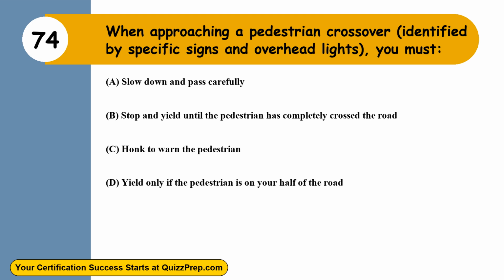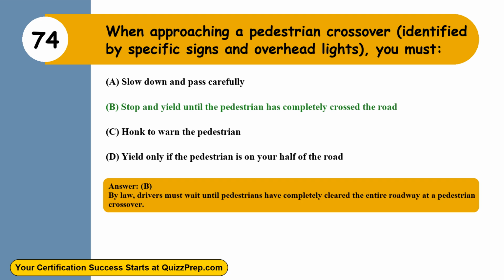Question 74. When approaching a pedestrian crossover, identified by specific signs and overhead lights, you must: Option A, slow down and pass carefully. Option B, stop and yield until the pedestrian has completely crossed the road. Option C, honk to warn the pedestrian. Option D, yield only if the pedestrian is on your half of the road. The correct answer is option B, stop and yield until the pedestrian has completely crossed the road. By law, drivers must wait until pedestrians have completely cleared the entire roadway at a pedestrian crossover.